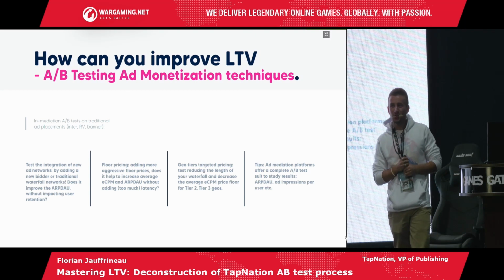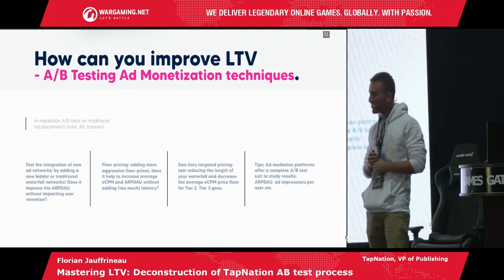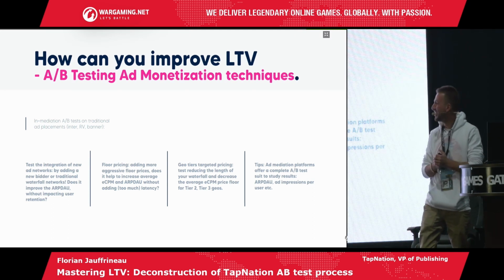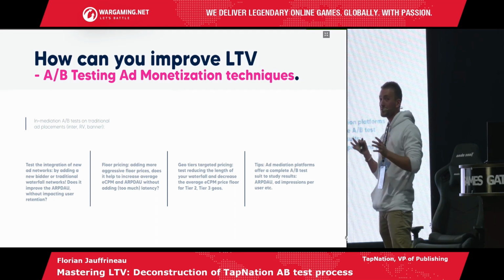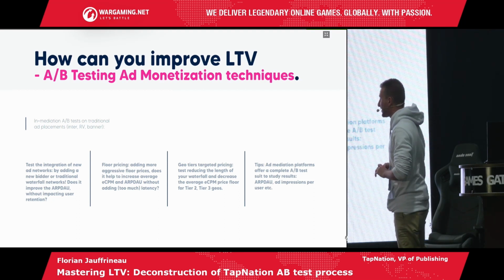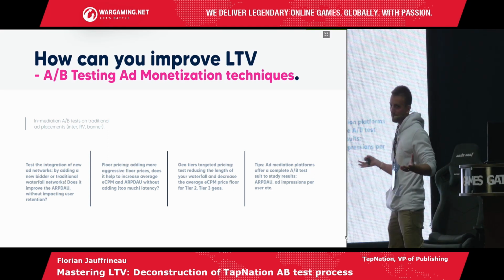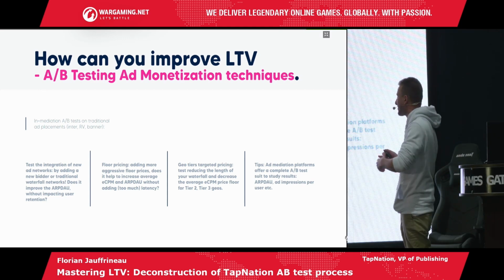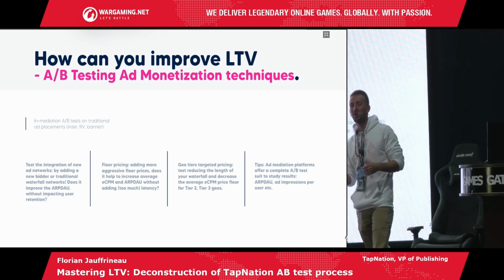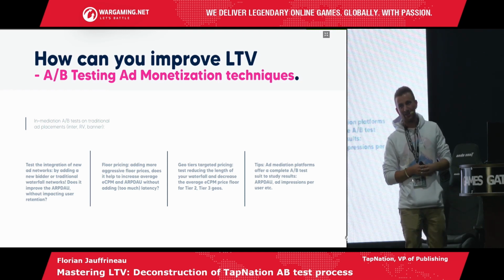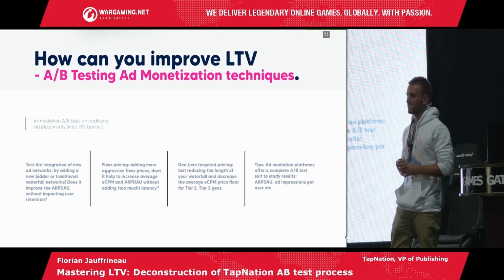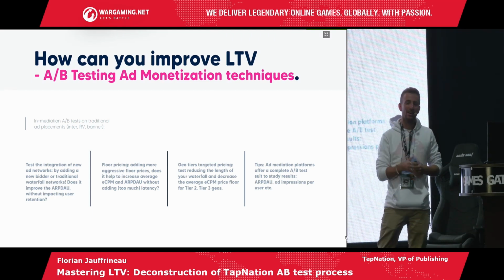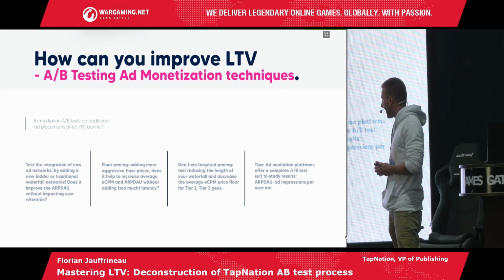Now we're going to move to what I master a little less, that is the ad monetization techniques. So let's go. What you can do on the monetization side of things is test the integration of new ad networks. Obviously, the more ad networks you have in your game, the more money you're going to be able to bring in. Does it improve the average revenue per daily active user? Not putting in a lot of networks is not necessarily going to bring the revenue up. So you have to check if it actually improves the average revenue per daily active user.